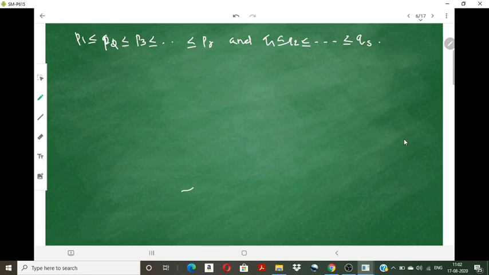Okay. So first, we need to show that r is equal to s, that is, the number of prime factors in both expressions is the same. For that, for convenience, we assume r is less than or equal to s, and we rule out the case r strictly less than s. Assume for convenience that r is less than or equal to s.